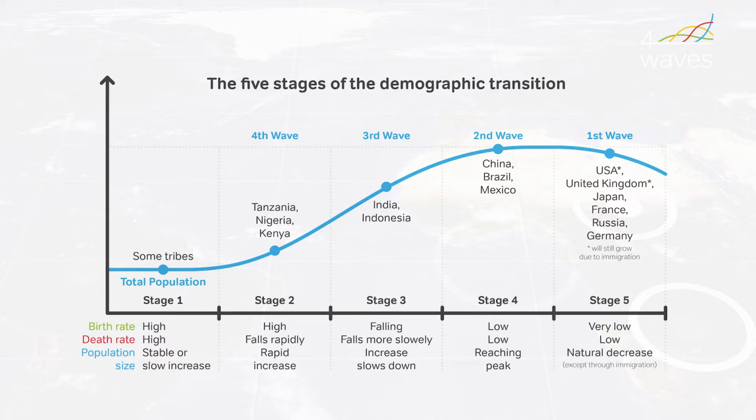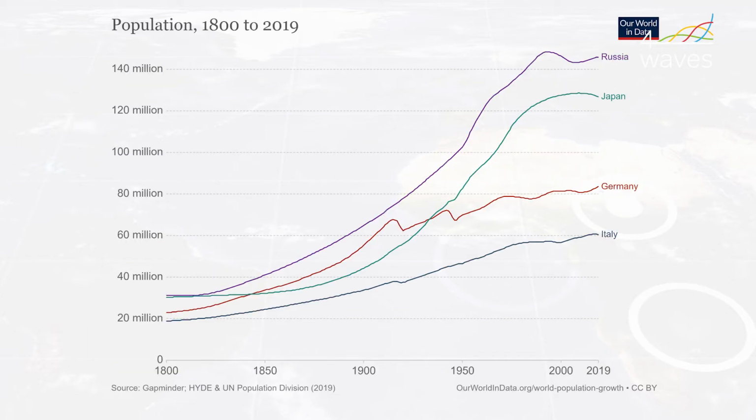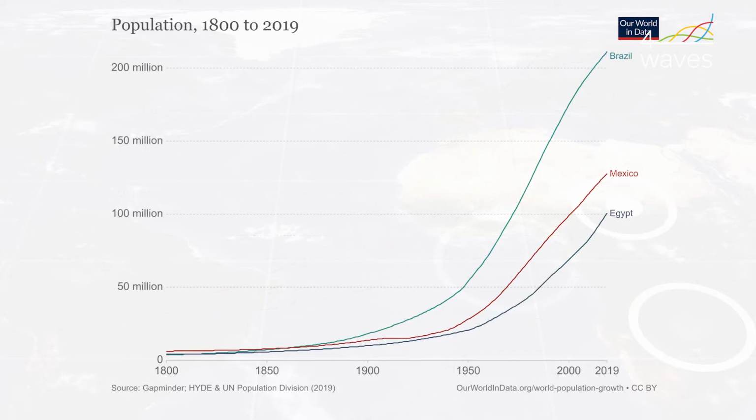We can see today how first-wave countries are entering the 5th stage of the demographic transition, while the second, third, and fourth-wave countries are in the 4th, 3rd, and 2nd stage of this transition. The first-wave countries began in the late 18th and early 19th century and took 200 years to pass from the first stage to the 5th stage. The second-wave countries began their demographic transition only in the mid-20th century, but many will soon reach their peak and then will start to decline.